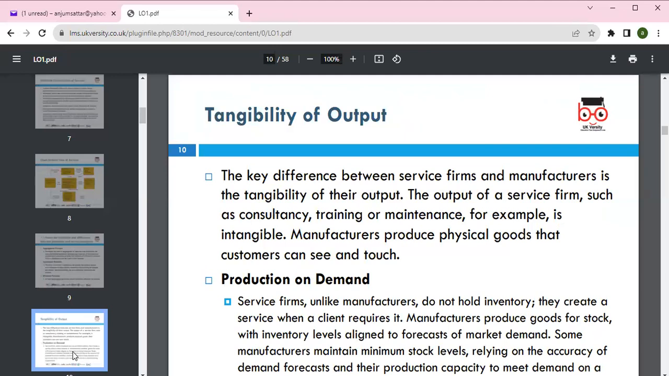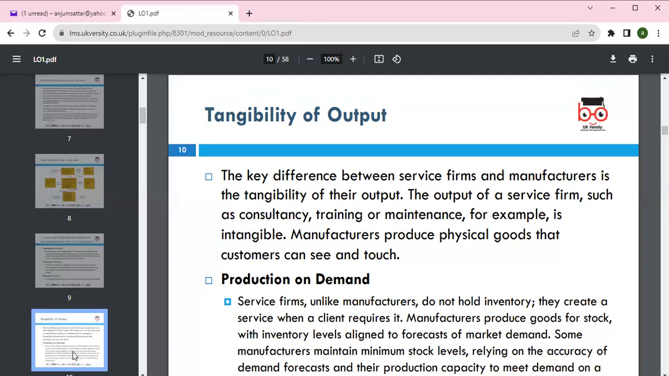Okay, the tangibility of the output. The key difference between the service firm and manufacturing is tangibility and intangibility. The output of service firms, such as consultancy, training, maintenance, is intangible, whereas a manufacturer produces physical goods that customers can see and touch. So that can be linked to tangible versus intangible.